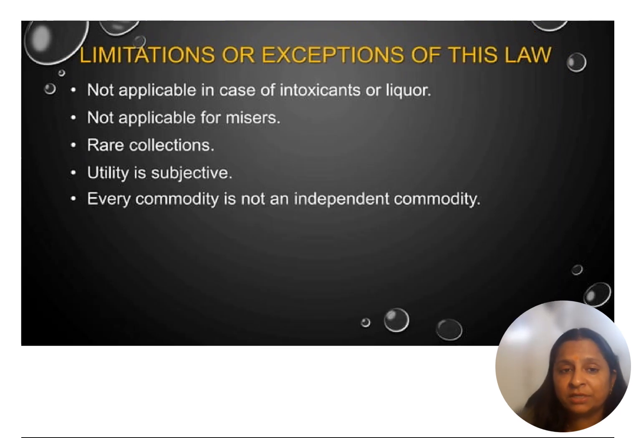So what are the limitations? There are some exceptional cases like liquor, pan, gutka, where this rule is not applicable. Misers who don't want to spend, it is not applicable. Rare collections like diamonds or rare cars, the rule is not followed. Utility is subjective. Commodities are not independent: here we use only one commodity, but in practice we use more than one commodity.